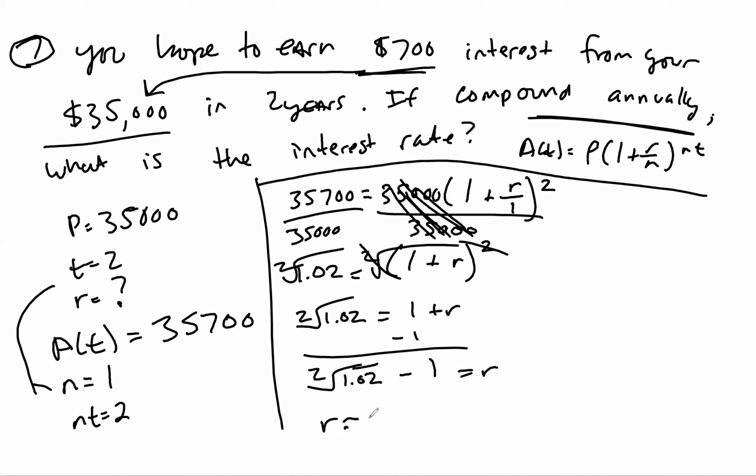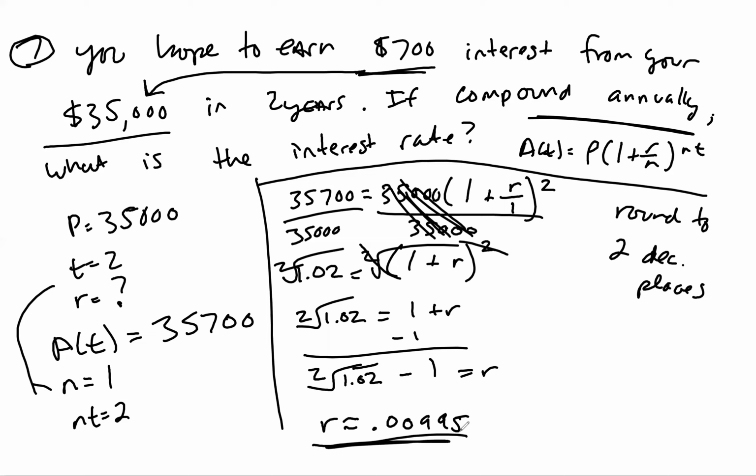And so we're going to say that R is approximately, again, you're just going to type this into your calculator. When you do that, you're going to get 0.00995. Now here's the thing. In Hawks, it's going to tell you to round to 2 decimal places. So this is my right answer, so to speak, but I've got to round it. We can't type that in because we're not done. So we're going to take our decimal point and move it over 2 places, and that gives me 0.995.